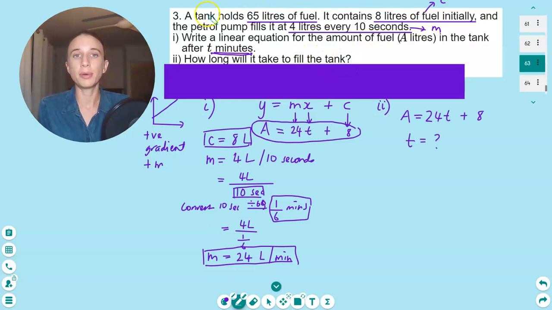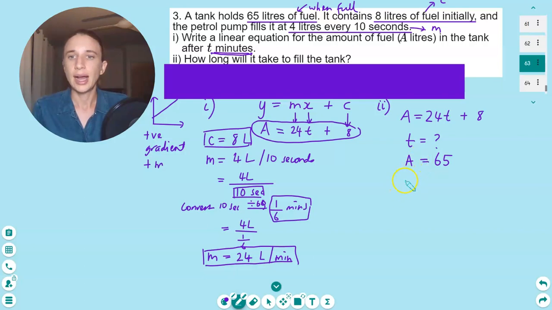But if you go back up and read the question, it says a tank holds 65 liters of fuel. So when the tank is full, it holds 65 liters of fuel. Okay, that's when full. All right. So that means we're given the amount of fuel in the tank. In my little data table, how long does it take to get to 65 liters? And there's our data table. We're ready to substitute in.